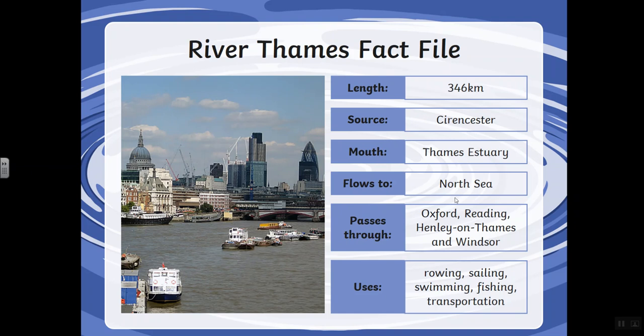Here are some places that the river passes through: Oxford, Reading, Henley-on-Thames and Windsor. And here are some of the uses for the River Thames: rowing and sailing and fishing and transport. When you're in London, you can get on a boat to take you to different parts of London. It's like a ferry boat that takes you up and down the Thames to different parts of London. So historically, the Thames was used for transport too.